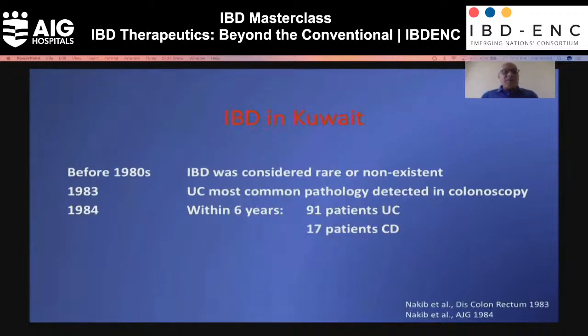Going back to IBD, before the 80s, IBD was rare or non-existent. In 1983, the first study that mentioned ulcerative colitis was published, and it found that ulcerative colitis was the most common pathology detected in colonoscopy. One year later, another study was considered the first study that mentioned Crohn's disease among Kuwaiti patients.